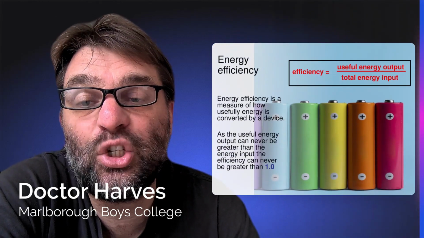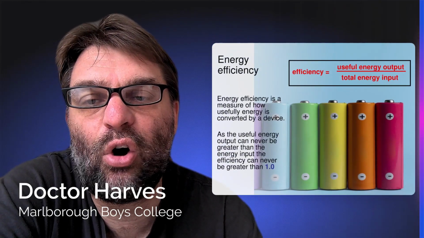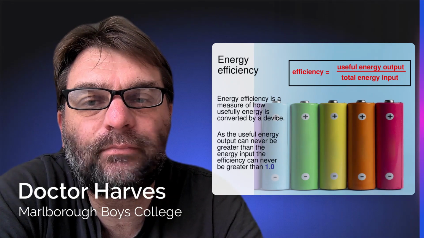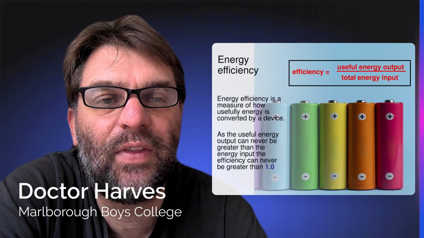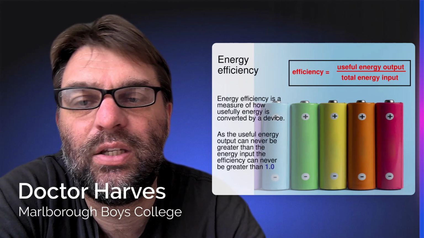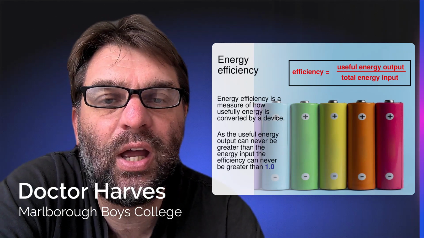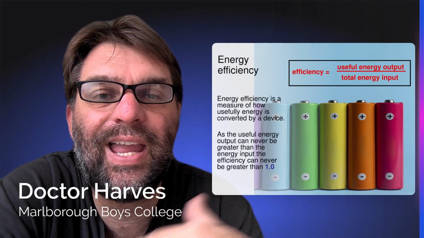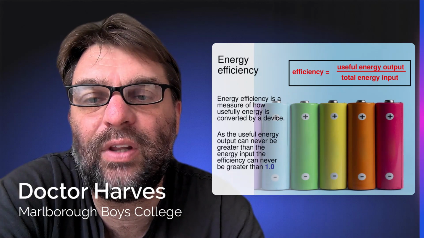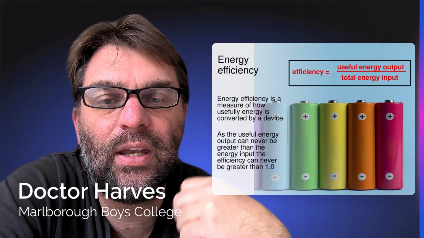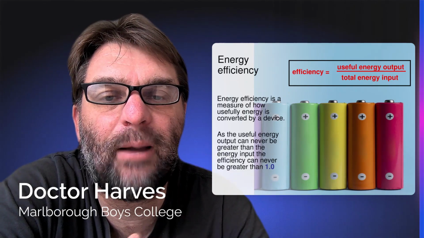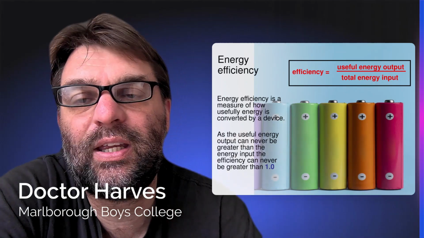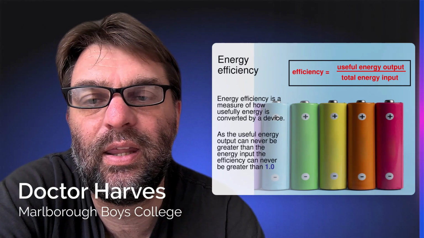In terms of energy efficiency, the efficiency of a physical system is the useful energy output divided by the total energy input going into the system. It's a measure of how well that device we're using converts one form of energy into useful energy. Therefore the useful energy output is never greater than the energy going into it, so this ratio can never be greater than 1.